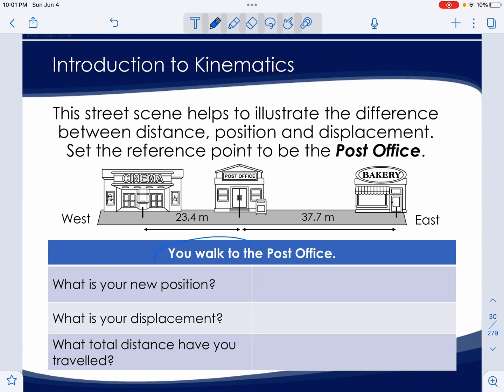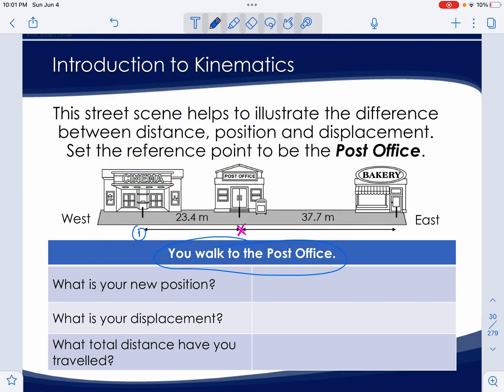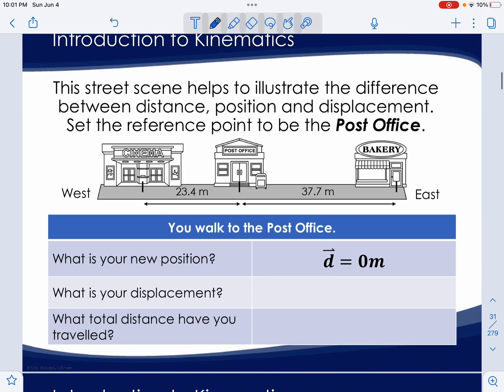Now, here we say you walked to the post office. Okay, so you started, remember this is still our reference point, but this is where we started, and then we walk to the post office, already here. What is your new position? What is your displacement? And what total distance have you traveled? So now we're introducing displacement. Okay. Remember, displacement is how far you've moved relative to where you started. Pause the video to get the answers.